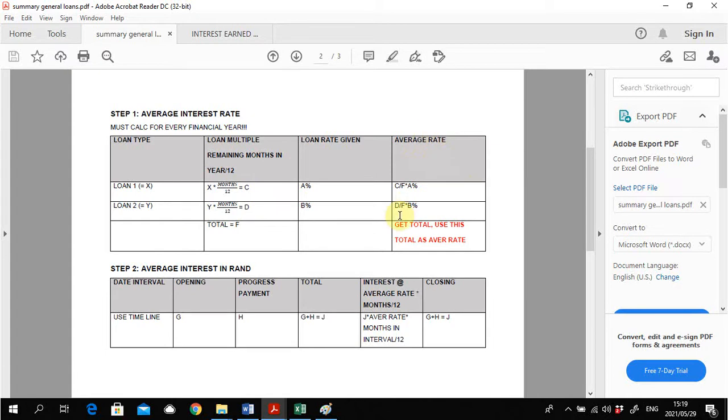In order to calculate the average rate, you will need the loan rate given, and I call this A and B percent, but this is given in the question, so I need to state to you what the loan rate is. So in order to get your average rate, you're going to say C divided by F times A. And in order to get to the average rate of Y, you're going to take the D divided by F times B. And the calculations that you've done here, you will get the sum total, as I've indicated in red, and add them up, which will then be known as the average rate.